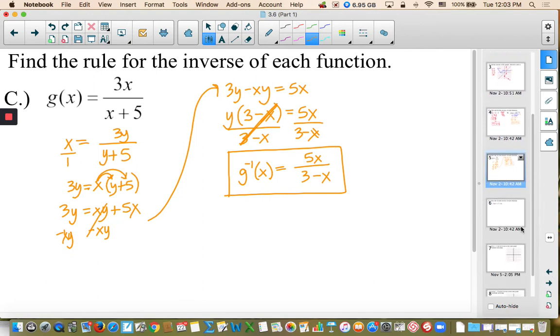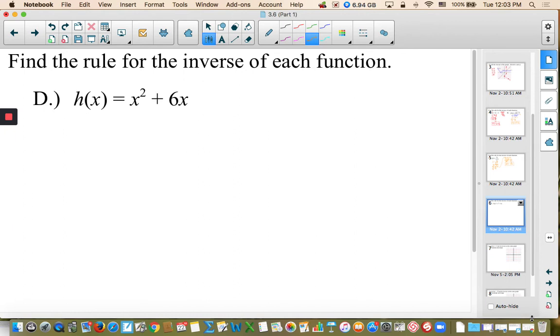All right. Last one when we know the equation. So find the rule for the inverse of each function. So this time we have h of x equals x squared plus 6x. So again, I'm going to switch the x and the y. So this would become the x. These would both become y. So I have y squared plus 6y.